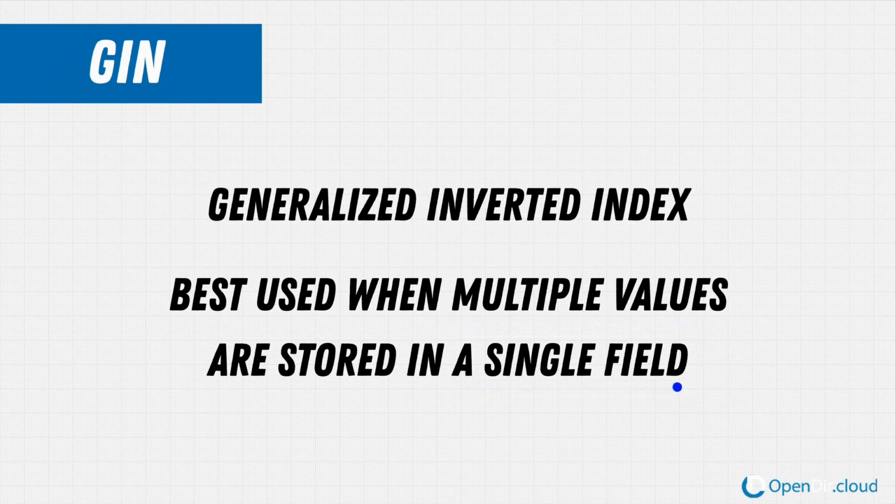So we're storing multiple different values inside one cell of one row of a column. So multiple values in a single field. And that's where you can use the generalized inverted index. That's where this one shines.